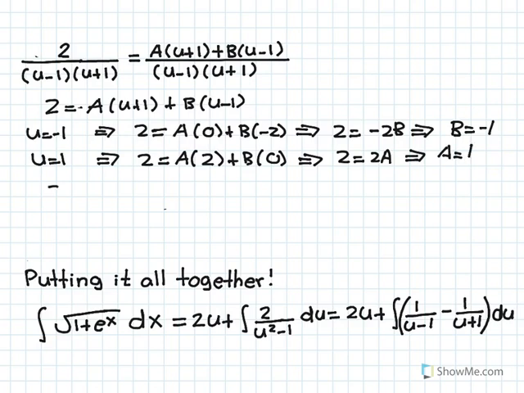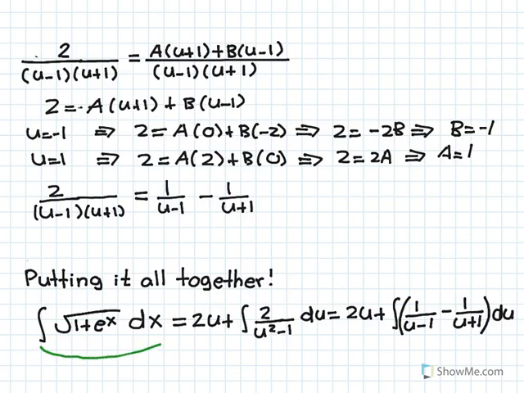So what we have shown is that 2 divided by u minus 1 times u plus 1, we've applied partial fraction decomposition, and we have decomposed it as 1 over u minus 1 minus 1 over u plus 1. The partial fraction decomposition has been completed. Let's put it all together. So we have the integral of root of 1 plus e to the x dx. We applied U substitution, and we also did long division, actually the shortcut, and we get 2u plus the integral of 2 divided by u squared minus 1 du. Then we applied partial fraction decomposition to the integrand, and we got this result.